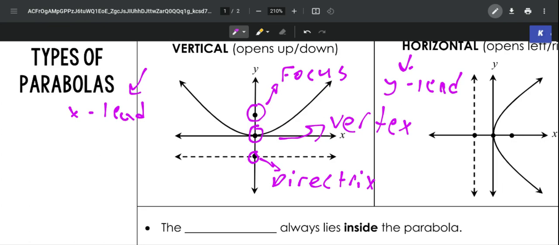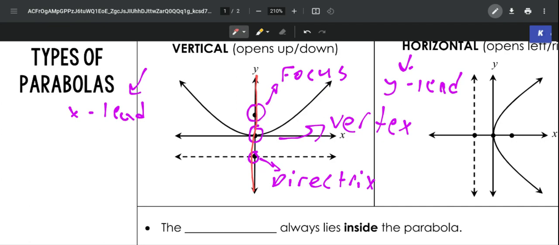And then we have a few different things going on here too. We've got this line that intersects and cuts our parabola in half. That is our axis of symmetry.